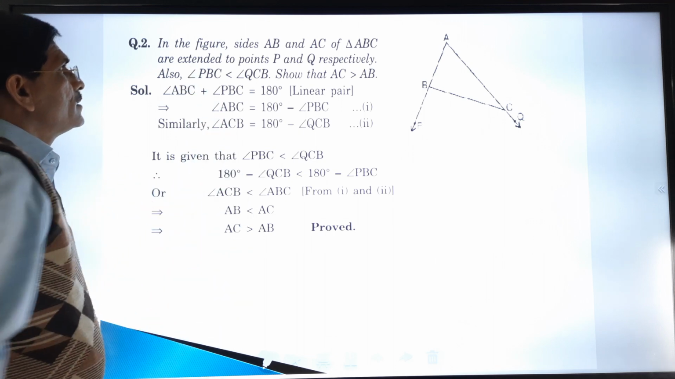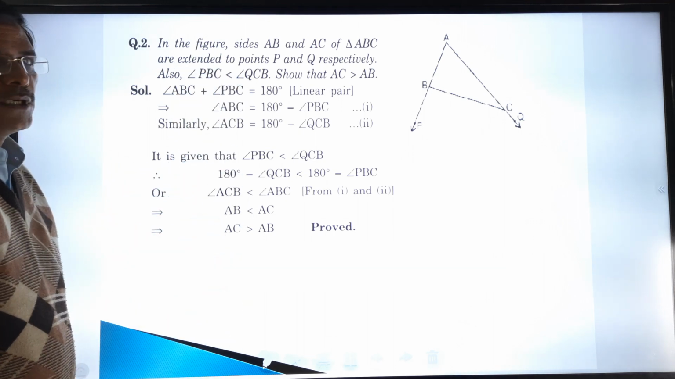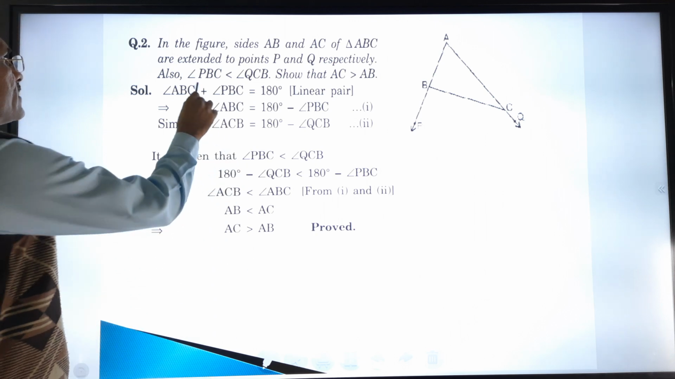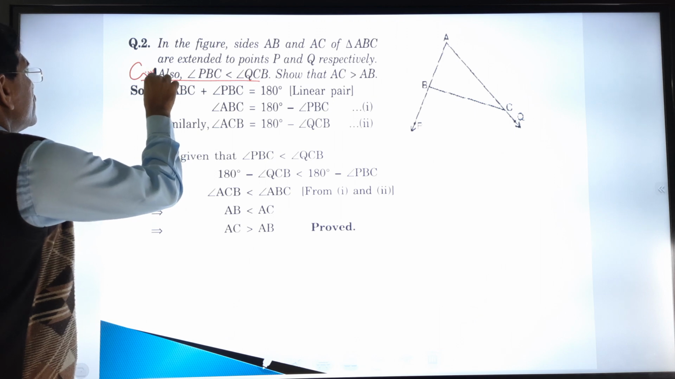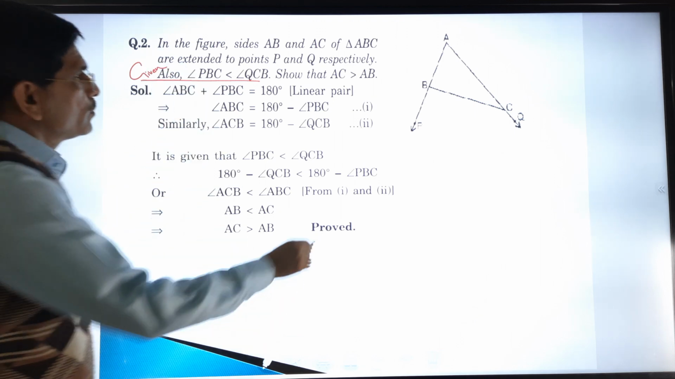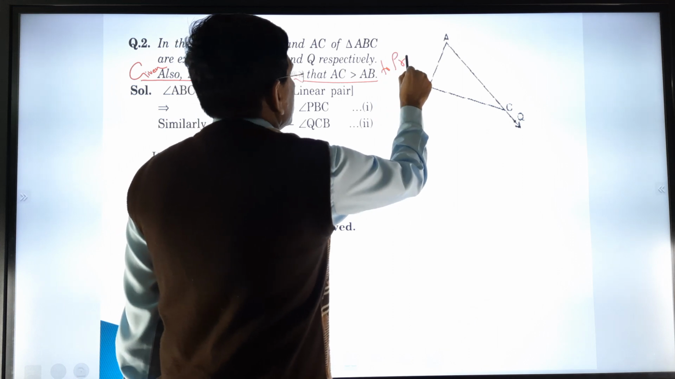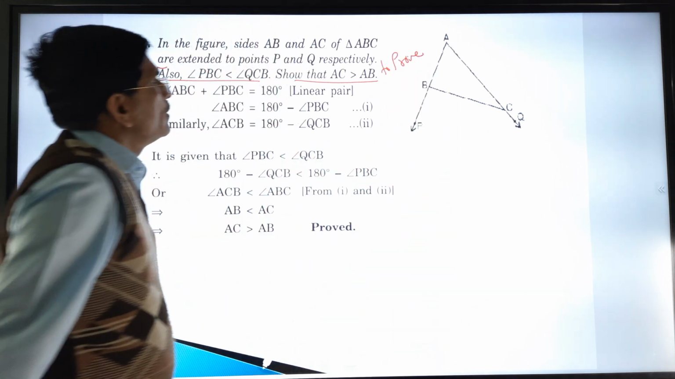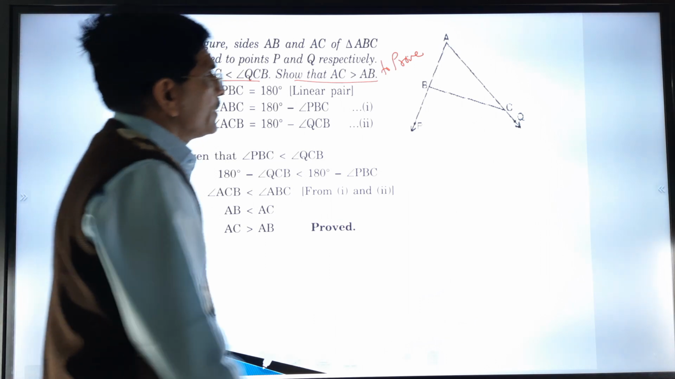Also, angle PBC is less than angle QCB. That means it is given. Here it is given. What we have to prove? To prove that AC is less than AB.